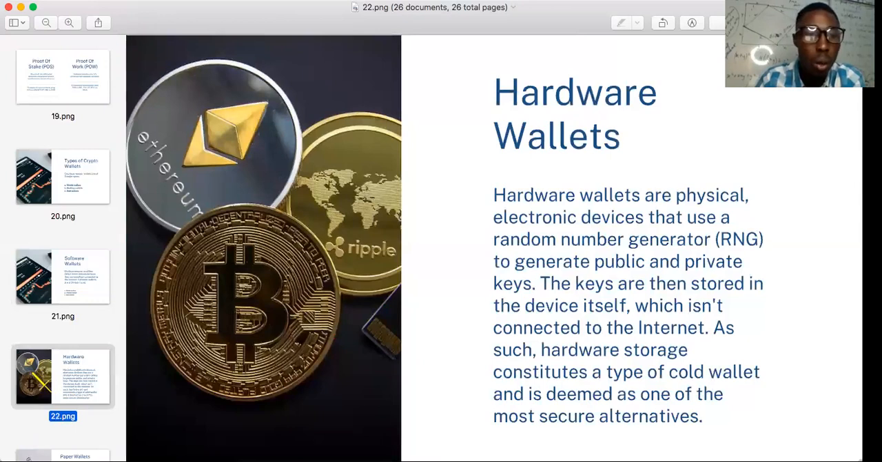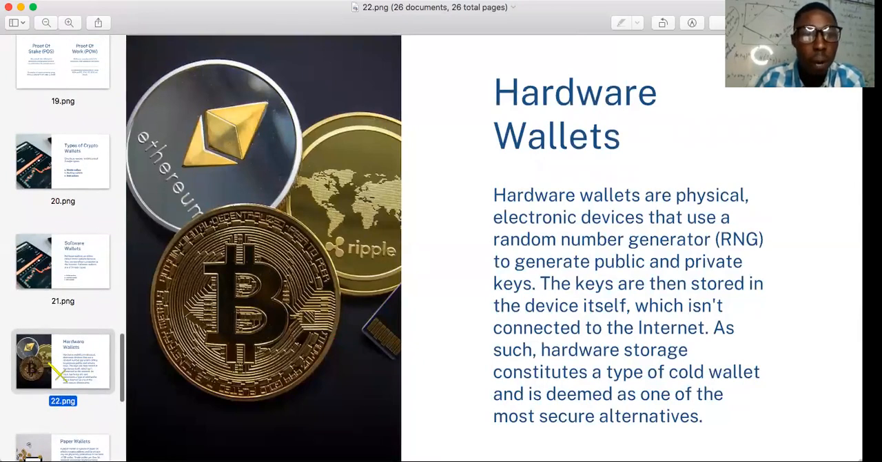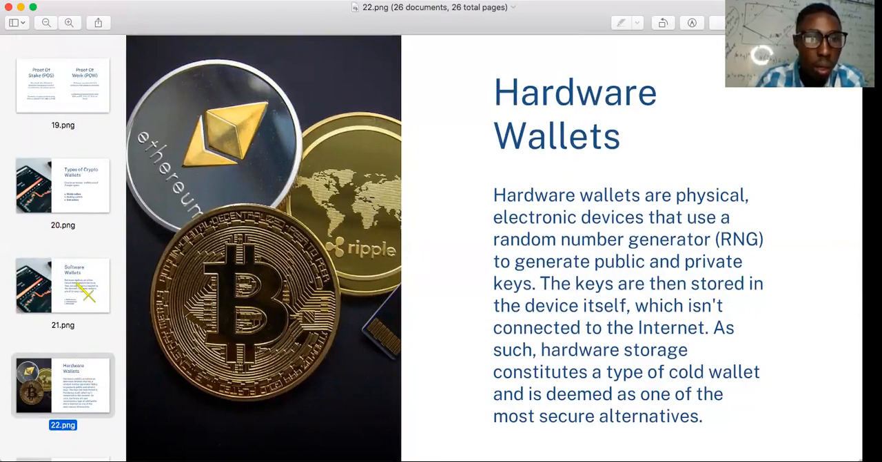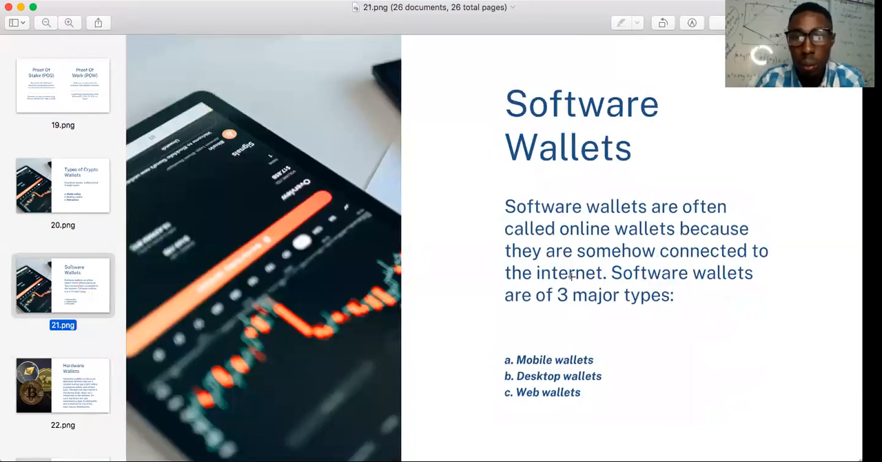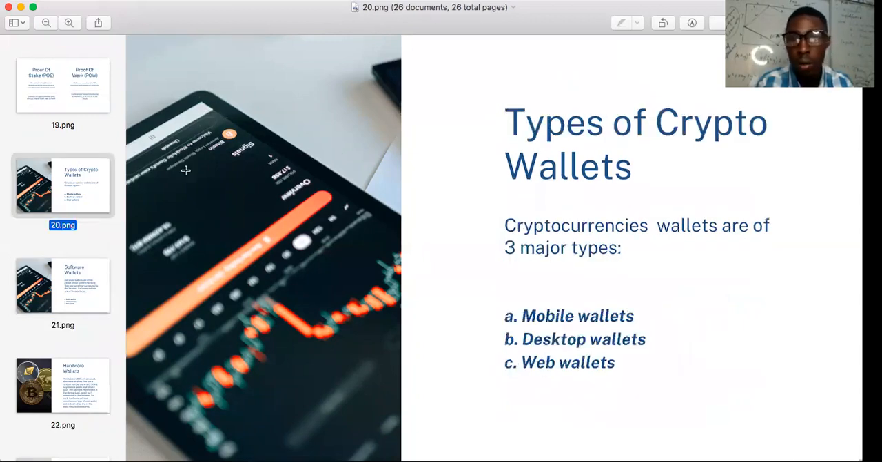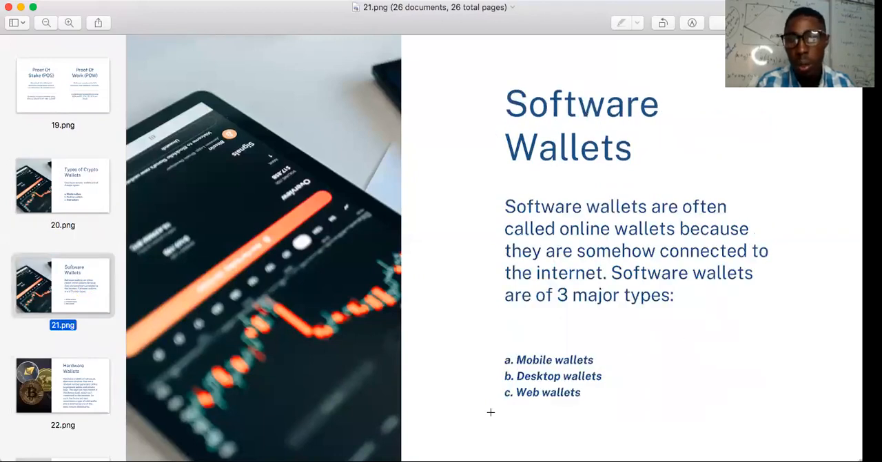Now, hardware wallet. You need to understand what a hardware wallet is. Wallets can be either hardware wallets or software wallets. So let's go to the software wallet. A software wallet is often called an online wallet because it is connected to the internet. In a software wallet, if there's no internet, you cannot access it. The major types of software wallet are the mobile wallet, desktop wallet, and the web wallet. So the software wallet can be a mobile wallet, desktop wallet, or web wallet. You need internet to get access to this type of wallet.